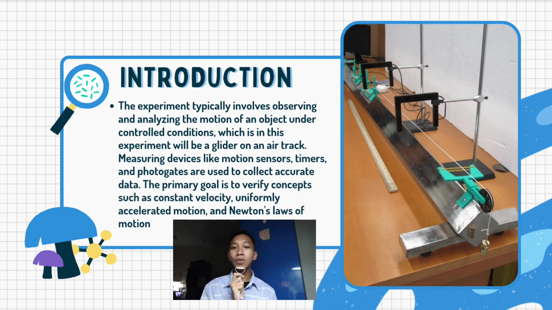Next, the experiment also typically involves observing and analyzing the motion of an object under controlled conditions, like in this experiment, where we are usually using a glider on an air track. And we need to be careful and stay alert when using measuring devices such as motion sensors, timers, and photogates because those are used to collect accurate data. Let's say if your data is not accurate, then your results will be misleading at best and fatal at worst.